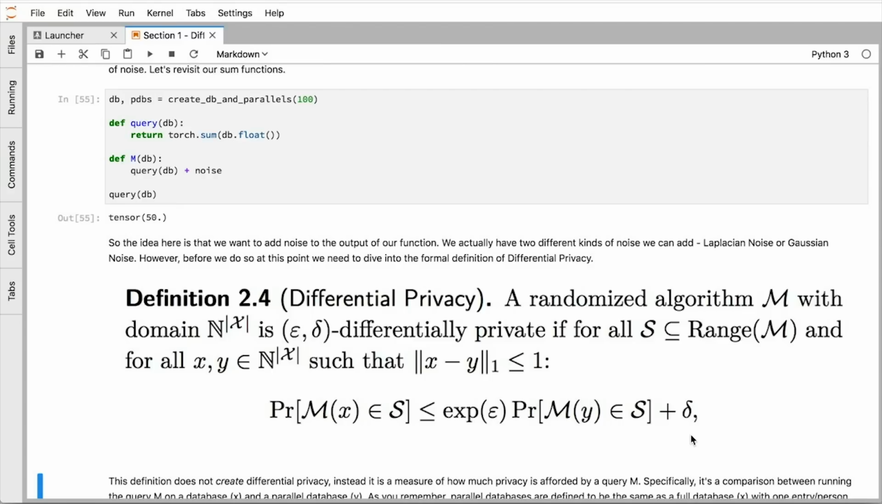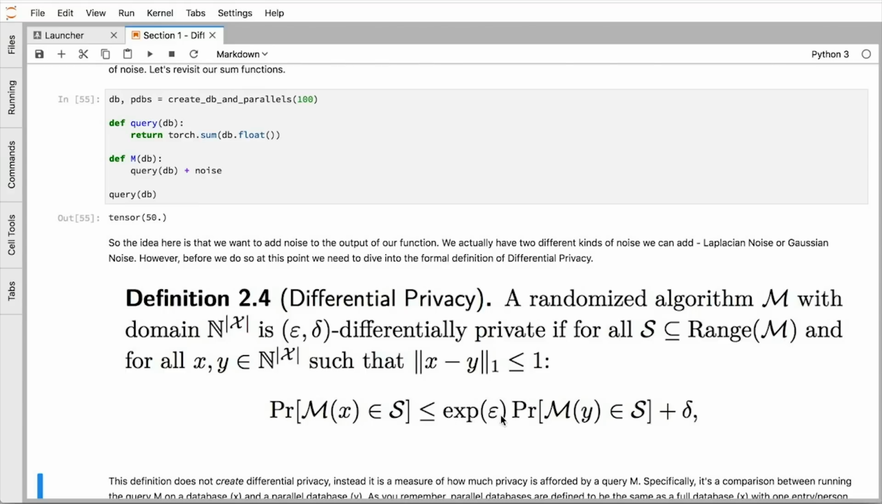Now, so epsilon 0 we would say is perfect privacy. Epsilon 0, delta 0 would be perfect privacy. So if this constraint was satisfied at epsilon 0, delta 0, then we have no privacy leakage with M on X, right? So by computing the output of this randomized mechanism.